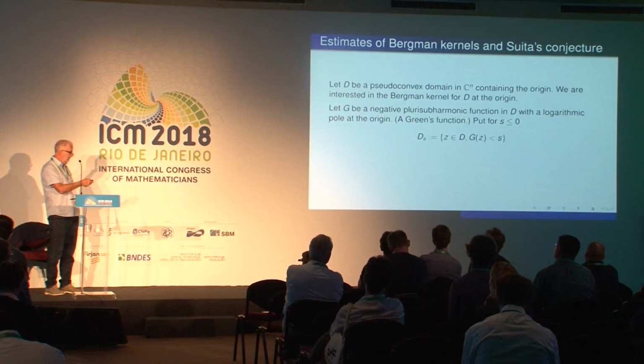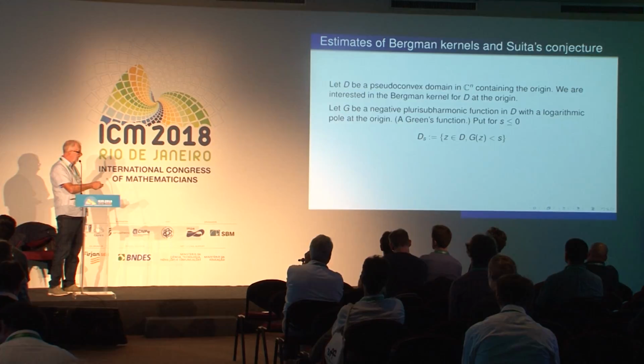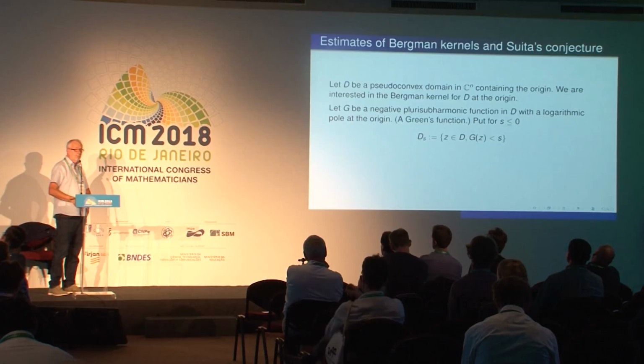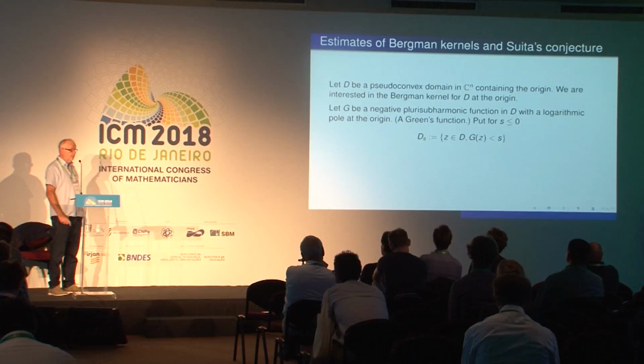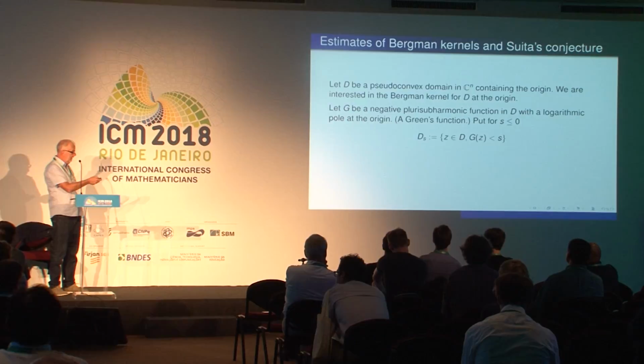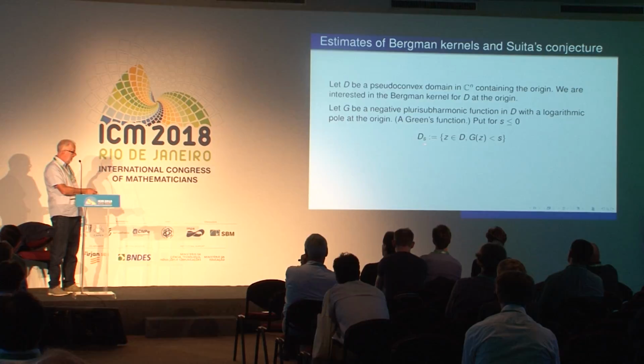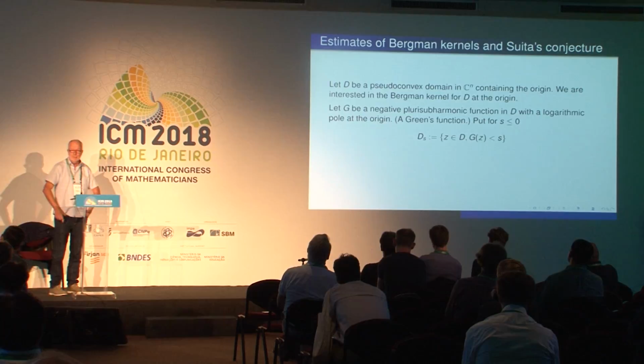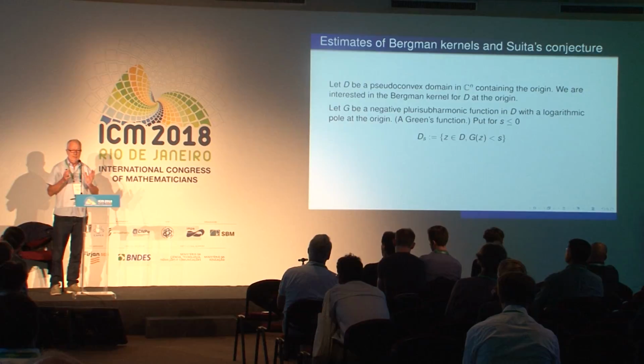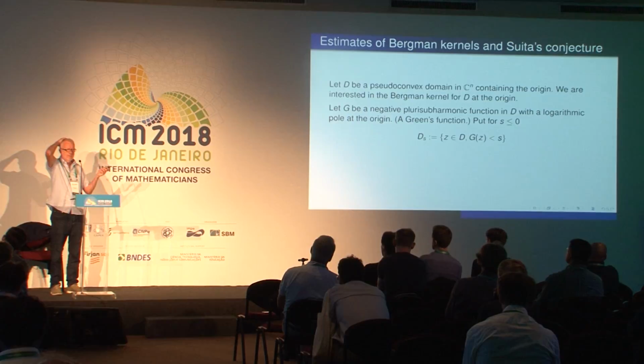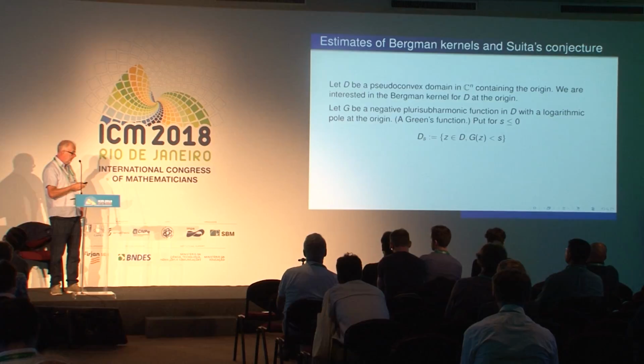We have a fixed domain D, and now I take some plurisubharmonic function in D with a logarithmic pole at the origin. So it's a sort of Green's function. In the one complex variable case, it would be the Green function of the domain. And I assume it's negative. And then I take a parameter s that is less than zero, and I look at the sub-level sets of the Green's function defined by s. So the set where the Green's function is less than s. And I think of s as something very, very negative. So when s is very, very negative, you are very close to the pole. And if the logarithmic singularity is nice, you have essentially a ball. For very large negative s's, you have a ball, essentially.